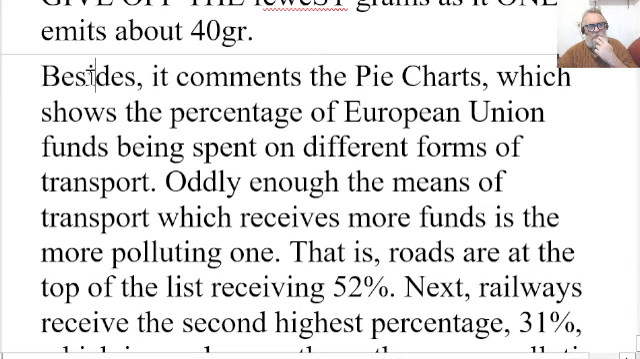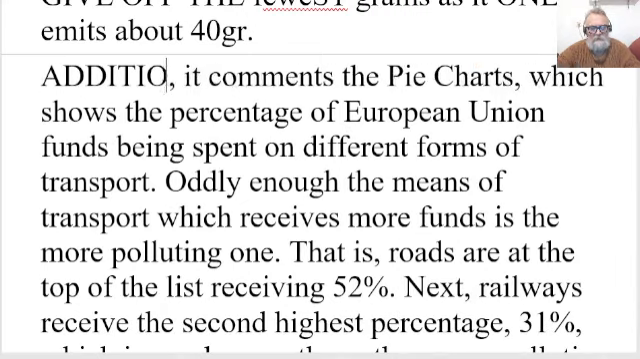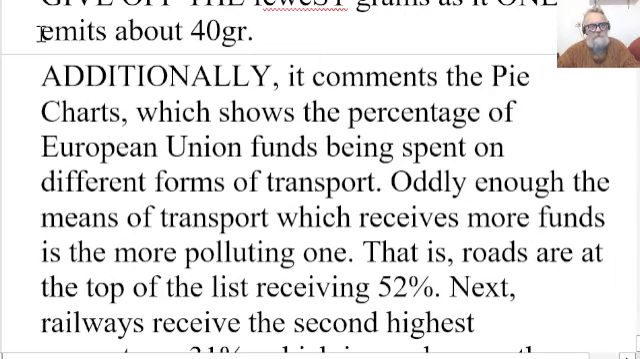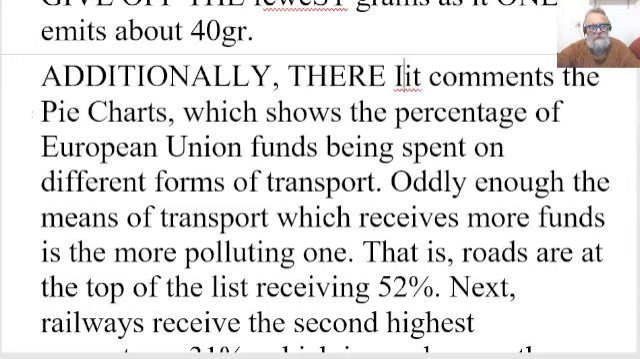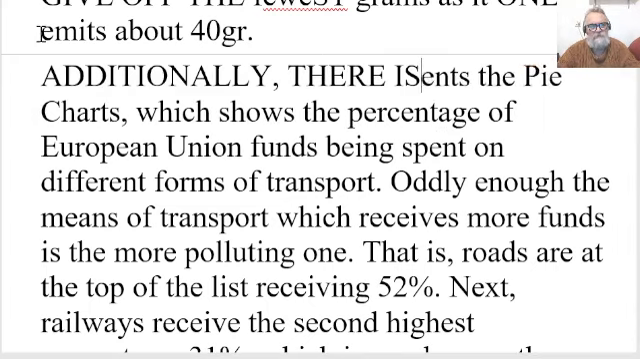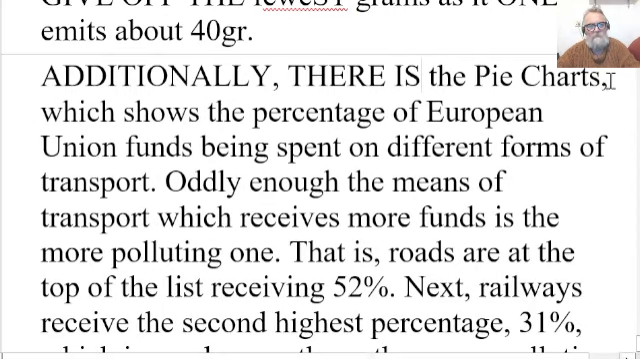I think I'm going to lose that "besides". Additionally, there is the pie chart, and it's singular, there's only one of them. The pie chart, which shows the percentage of European Union funds being spent on different forms of transport. Fine. Additionally, there is the pie chart. Furthermore, there is the pie chart.